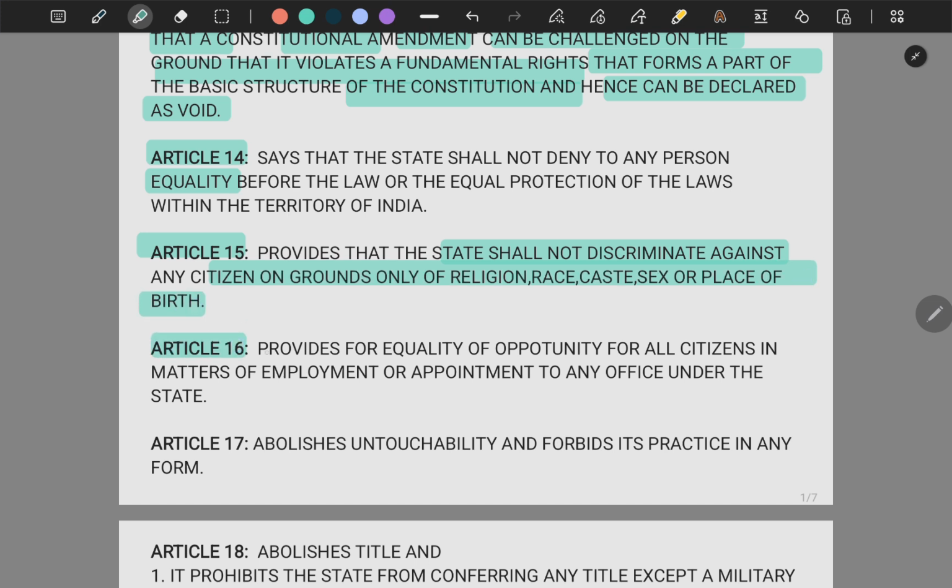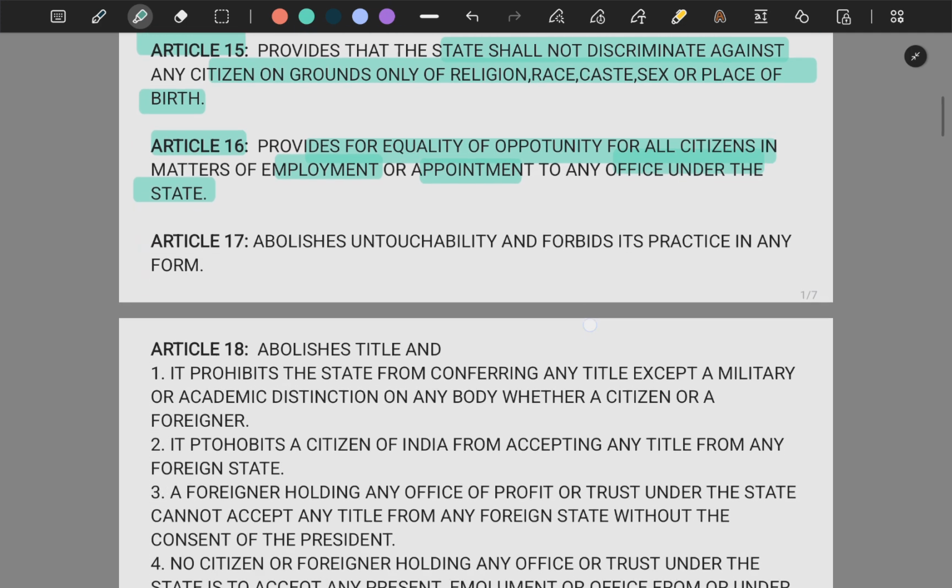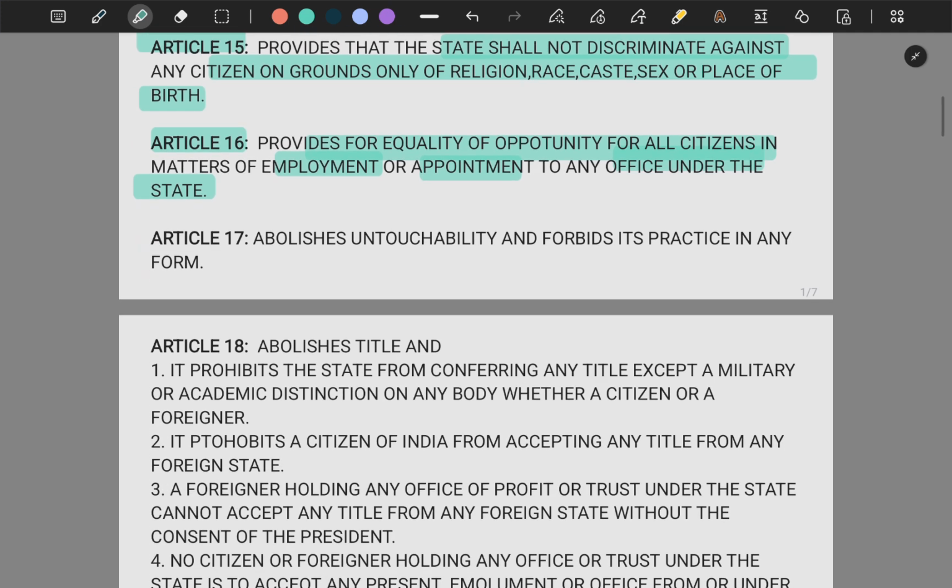And Article 16 provides for equality of opportunity for all citizens in matters of employment or appointment to any office under the state, which means whatever office is in the state, they must be given equal opportunity in terms of their employment or appointments. They must not be denied equality. And Article 17 abolished untouchability and forbids its practice in any form. Untouchability has been prohibited.